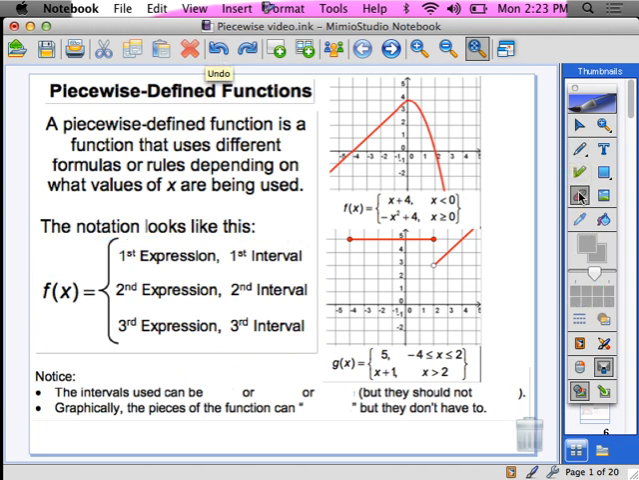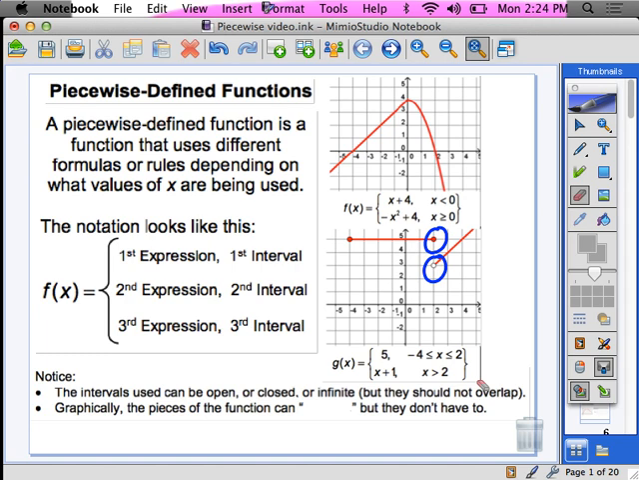Alright, so let's go ahead and finish this page. You need to know the intervals used can be open or closed. That refers to our dots. Right here we've got a closed dot here and an open dot there. You can have both, or they can be infinite, but they should not overlap, okay?